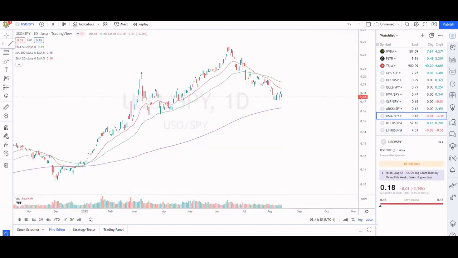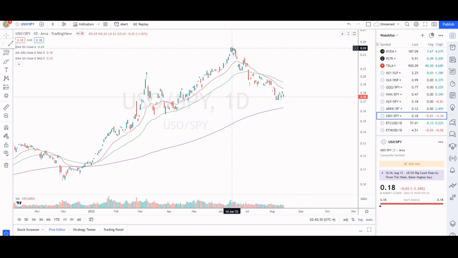We have USO to SPY, so US oil to the S&P 500, and at a very key area at 0.17, a little bit above that 200 simple moving day average. So oil could very well be nearing an area of support. If this is to break, that'd be amazing for inflation and for the market long term. But for the time being, I'm not really betting on that. Definitely looks very weak. You can tell the day that oil actually started going down was the day the market began rallying in the middle of June.